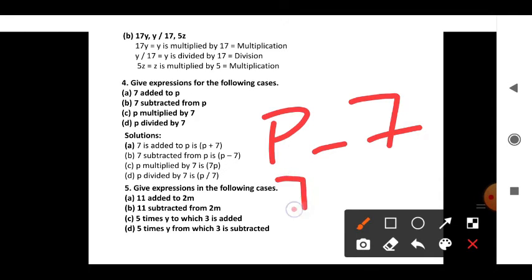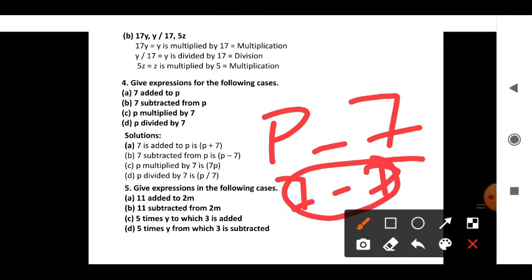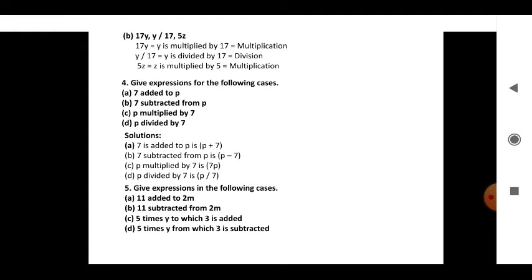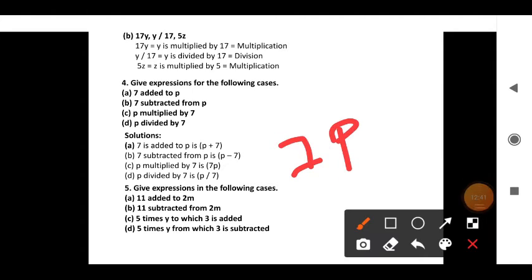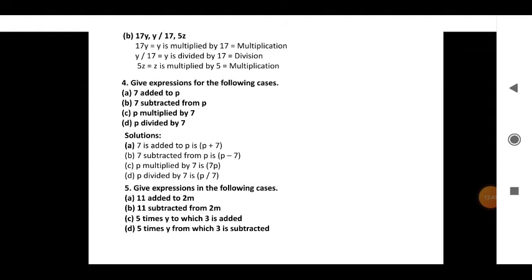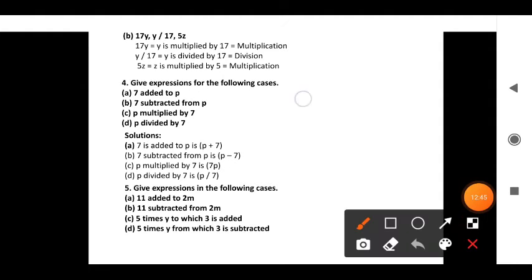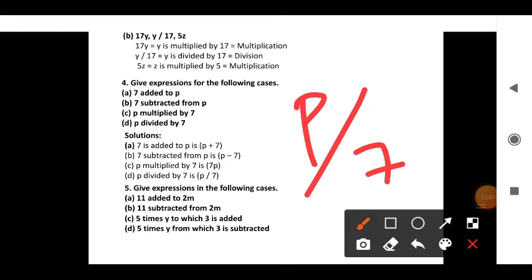You cannot write 7 minus p. It is wrong. If p is subtracted from 7, then you can write 7 minus p. But here 7 is subtracted from p. So p minus 7. P multiplied by 7 means 7p. And p divided by 7 means p by 7. P is divided by 7.